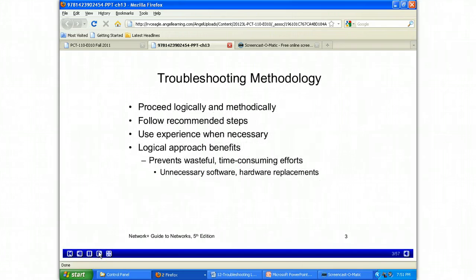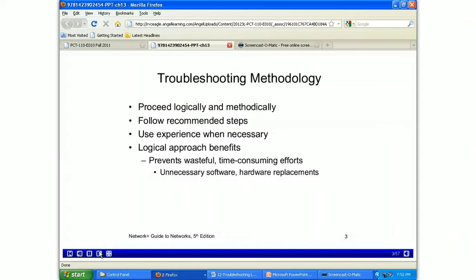When you're looking at a methodology to troubleshoot any problem on a network, you're going to have some logic behind it, and some methodology to your madness, hopefully: here's what I do first, here's what I do second, here's what I do third, and so on. A logical approach prevents wasteful, time-consuming efforts and unnecessary software or hardware replacements. Because if you don't have all the reasons why something's happened, you can do a lot of work for nothing. And I'll give you an example.